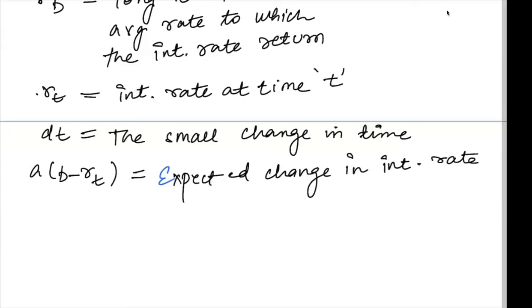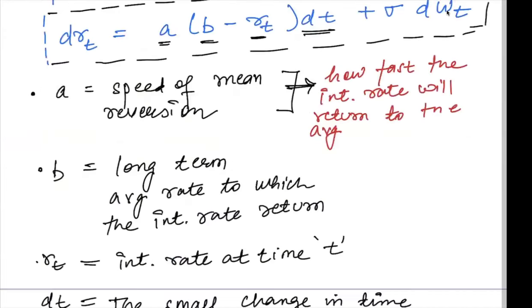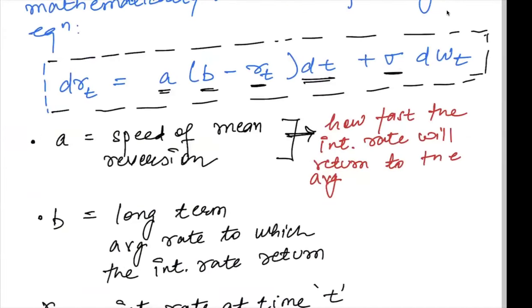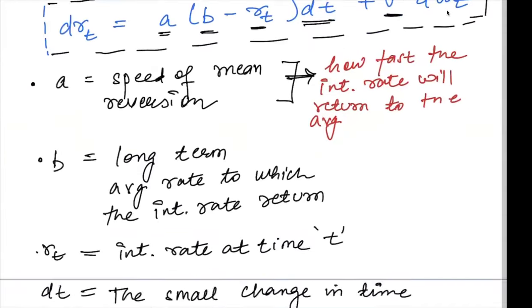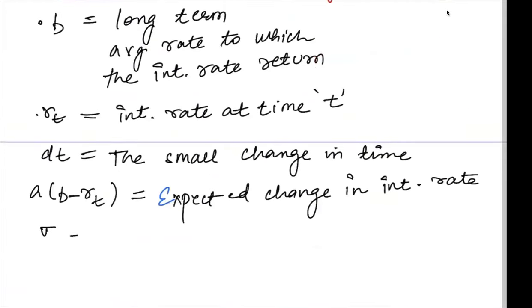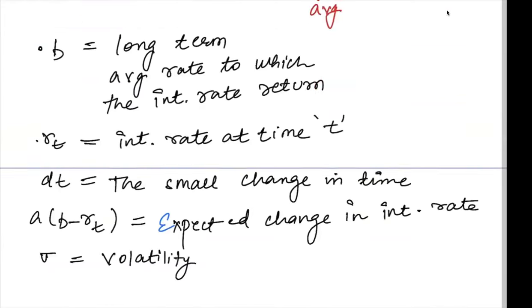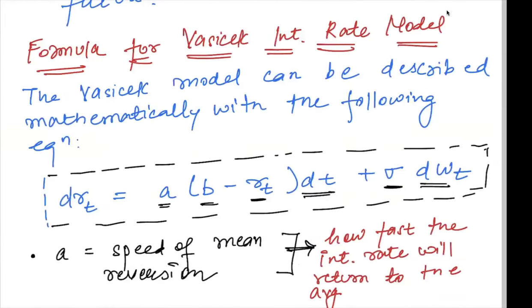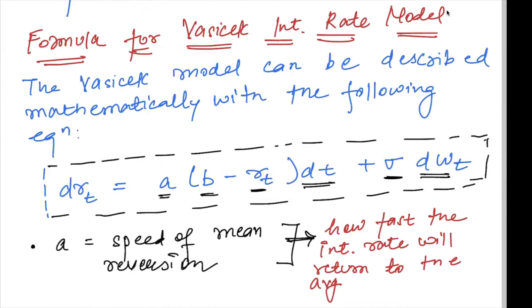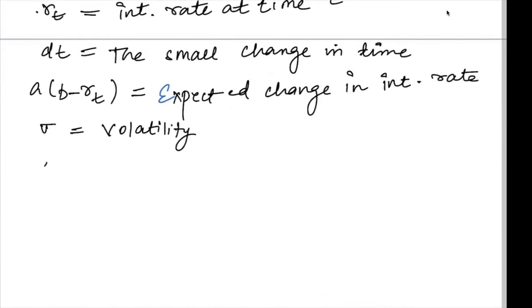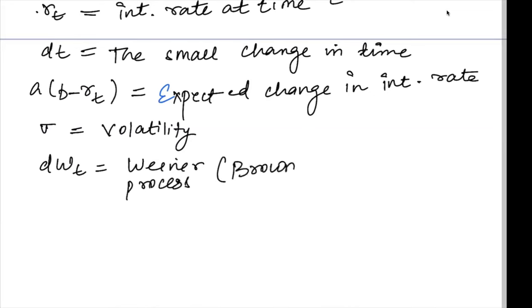Okay. Now the next component, sigma. As you all know, sigma is volatility. And the last term, dW_t. As you all know, dW_t is nothing but the Wiener process, or it is also called the Brownian motion.